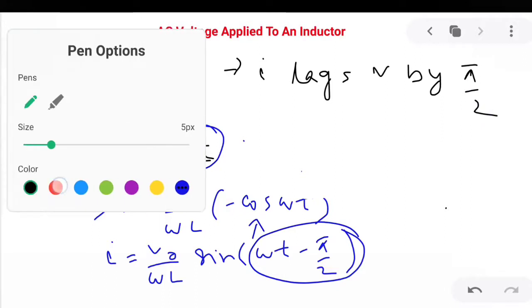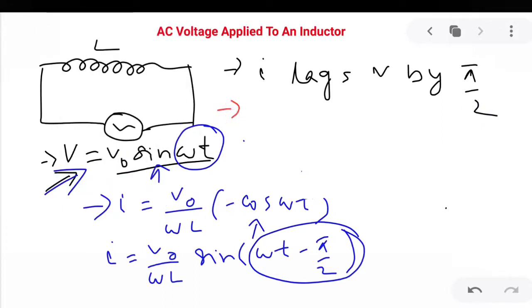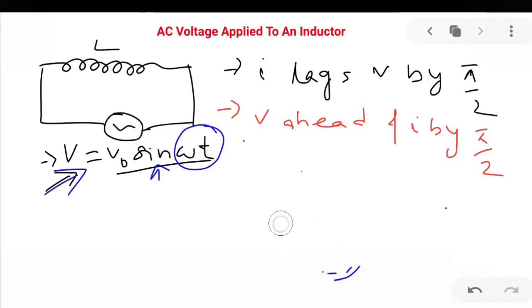Or we can say V is ahead of I by pi by 2. Okay, V is ahead of current by pi by 2. Current lags behind voltage by pi by 2. Okay, so this is regarding the phase difference. Now based on the phase difference, let us draw the graph.